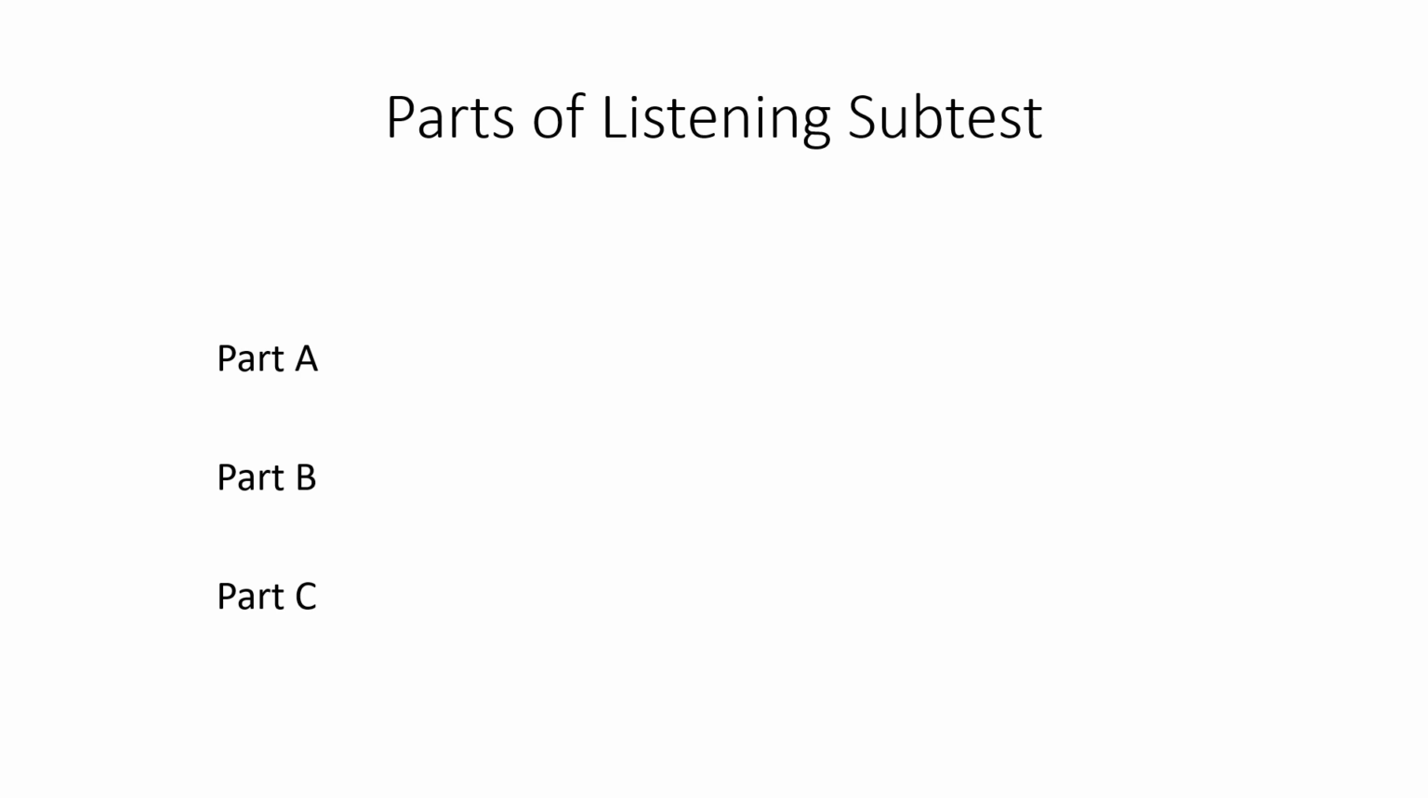With that out of the way, listening subtest consists of 3 parts: Part A, Part B, and Part C. In Part A, you'll be listening to a conversation between 2 people, and you'll have the transcript of the conversation available to you. This transcript will contain about 20 blanks. If you listen to the conversation carefully, you'll be able to type in or write in whatever the blank is.